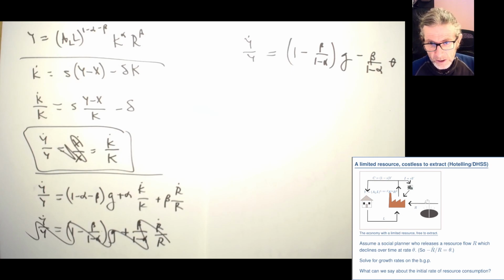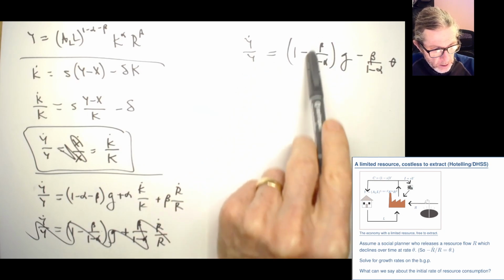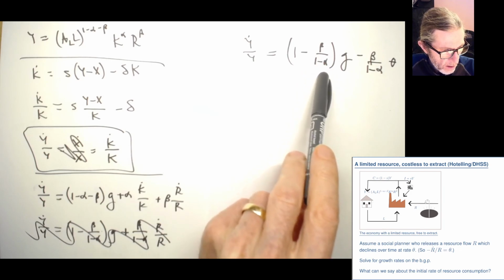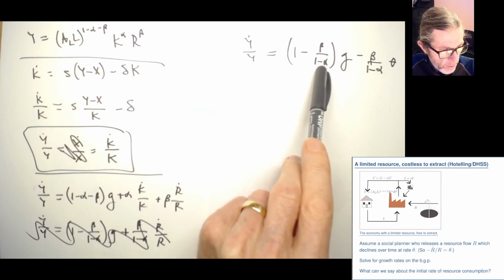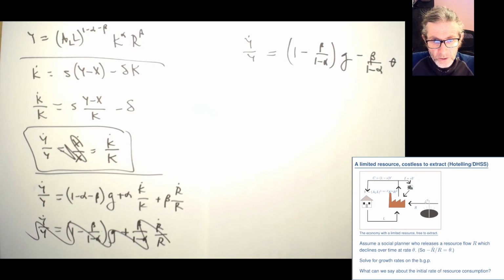So now we've got two factors breaking the growth rate, G. Instead of Y dot over Y is G, we've got this factor: the resource flow can't grow, but actually it's shrinking. So that reduces the growth rate even further. Okay, so solve for the growth rates on the BGP. What can we say about the initial rate of resource consumption?